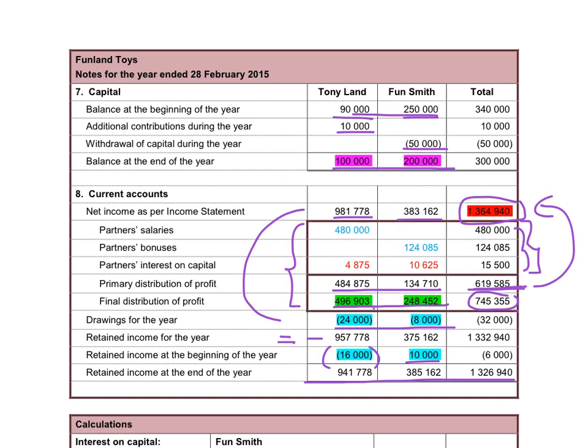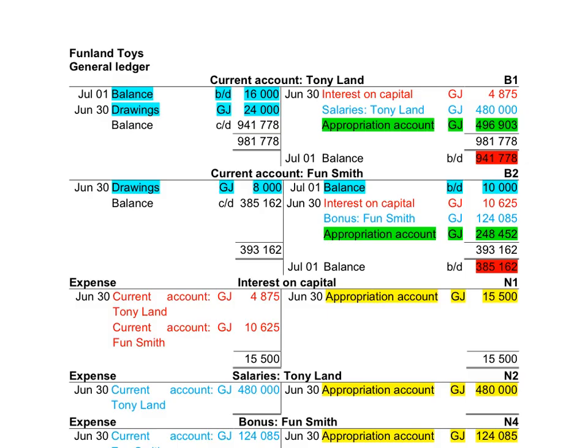If I take these amounts into account at the end of the year, they must correspond with the balance in the current account, because this note is a summary of all the entries that appeared in the current account. And here you can see that the balances brought down correspond with the balance in the note.